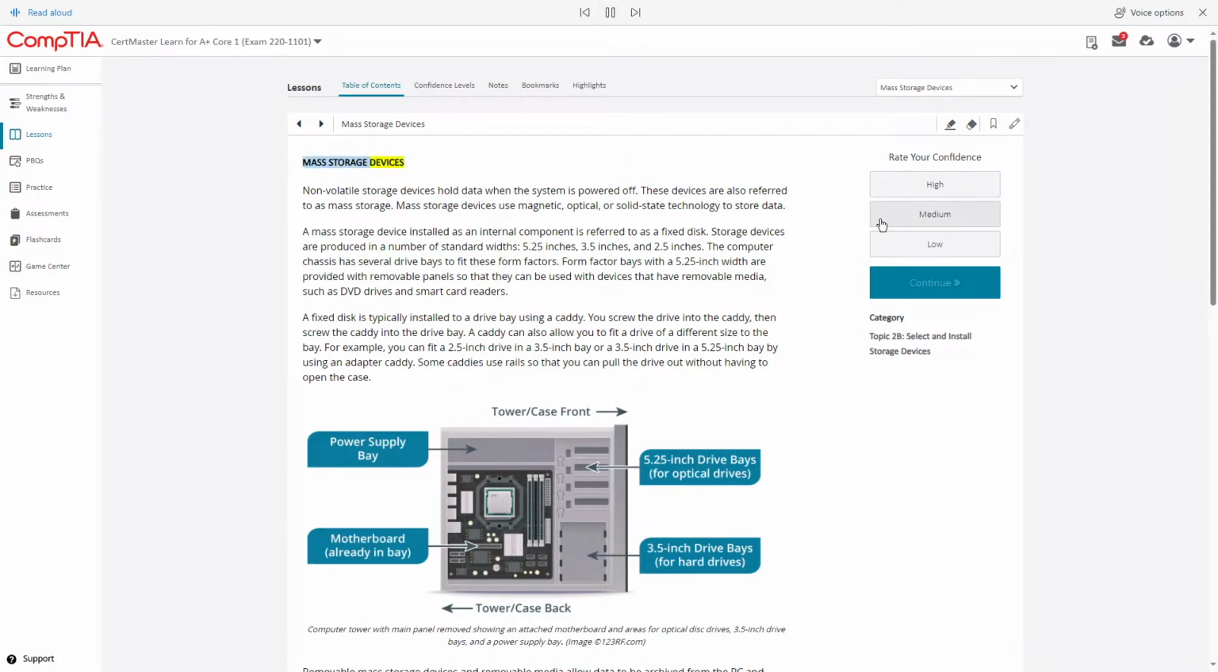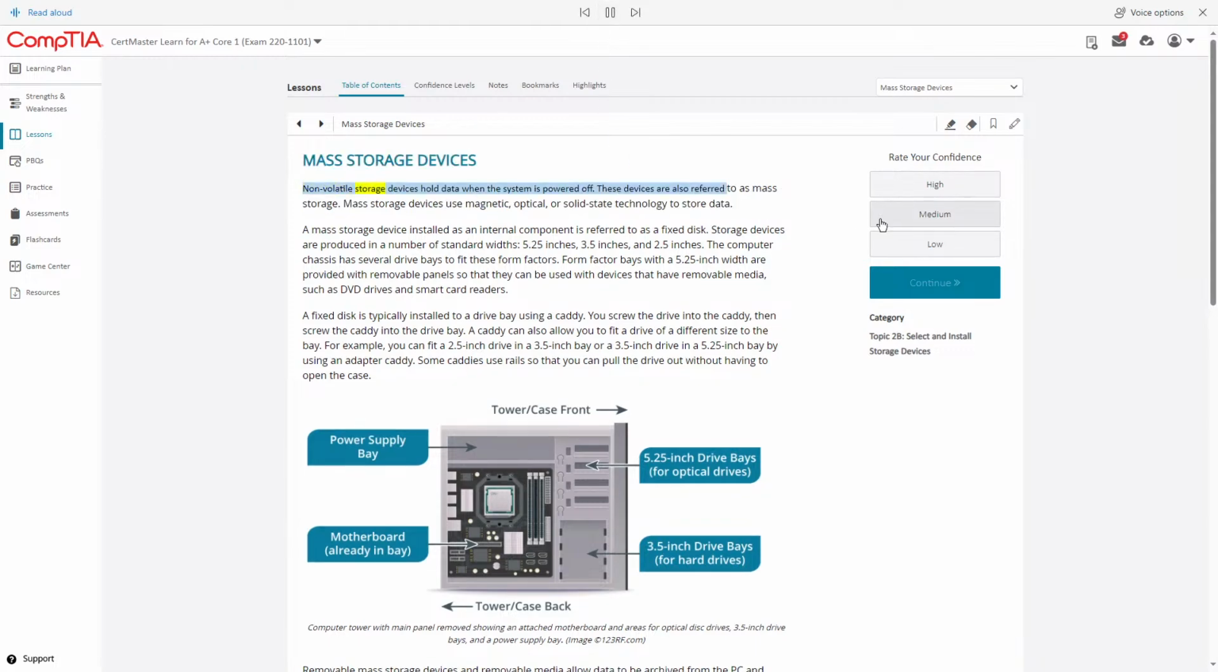Mass storage devices. Non-volatile storage devices hold data when the system is powered off. These devices are also referred to as mass storage. Mass storage devices use magnetic, optical, or solid-state technology to store data. A mass storage device installed as an internal component is referred to as a fixed disk.